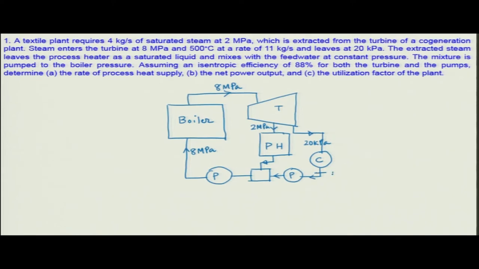Let us say this is station number 1 before the first pump, and this is the second pump. Then this is station number 2, let us say this is 3, 4, then 5, then we have 6 here before the turbine, and here it is extracted at 7, and this is 8 at the exit of the turbine. So this is the schematic diagram. Now we can also draw the TS diagram corresponding to this. So let me draw the TS diagram.